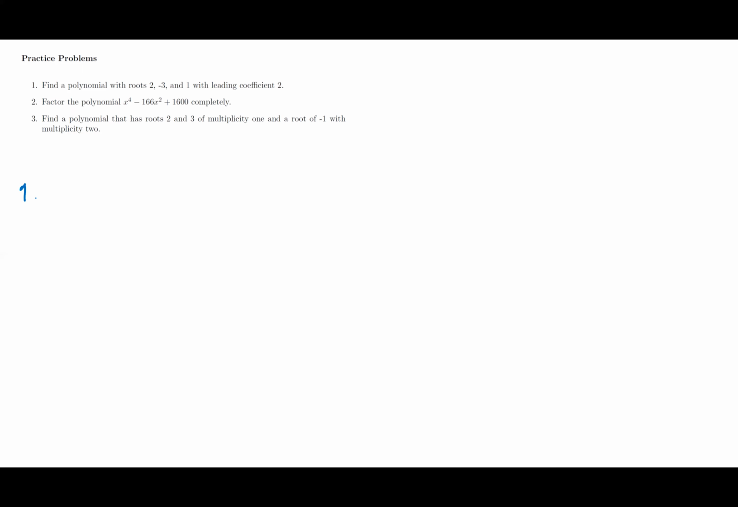Number 1, find a polynomial with roots 2, -3, and 1 with leading coefficient 2. Well, let's think about this. If the roots are 2, -3, and 1, that means it can be factored as x minus 2, x plus 3, and x minus 1.